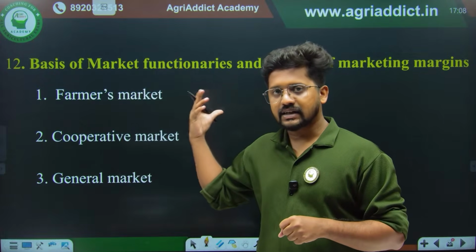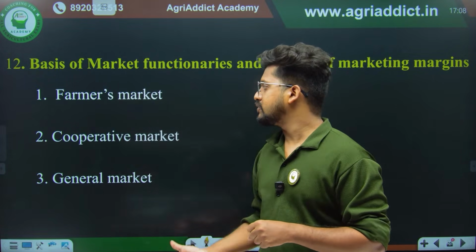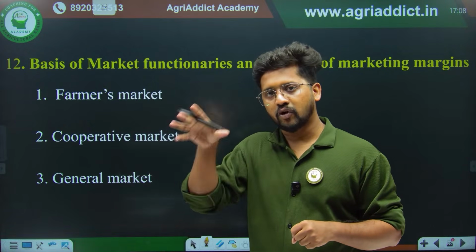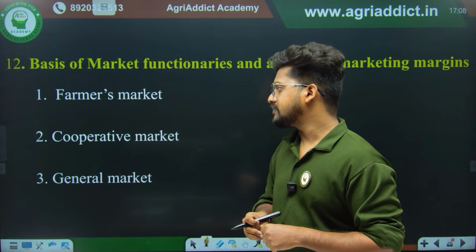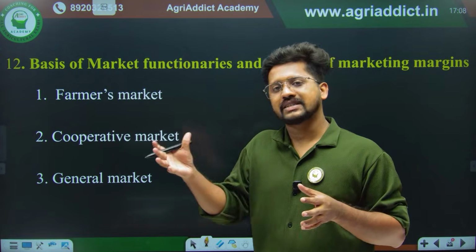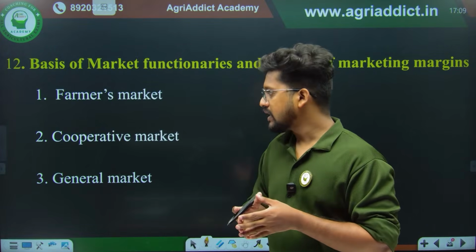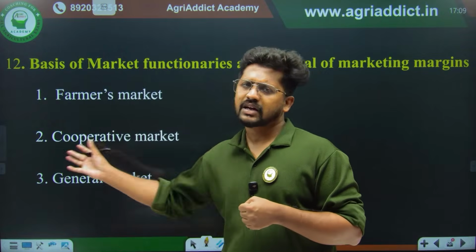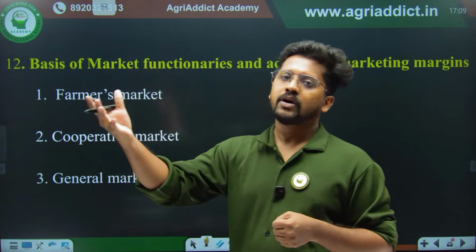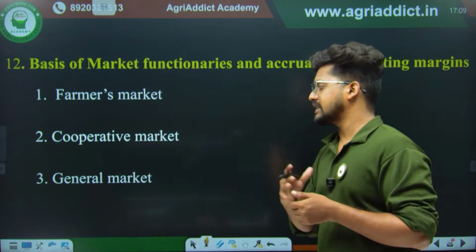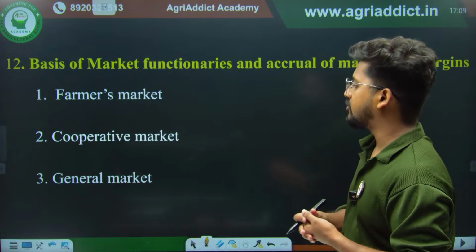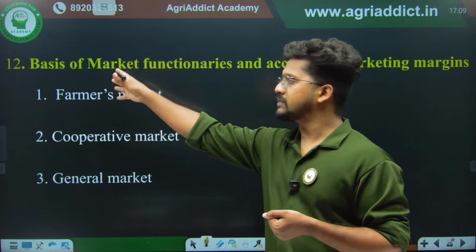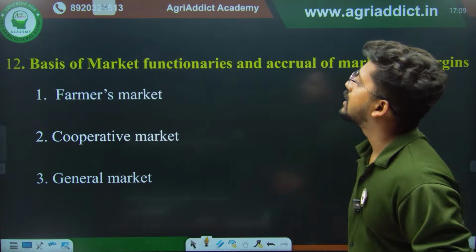We'll see some examples of farmers markets in the future slides. Then there is cooperative marketing, where the principle of cooperation is followed. Such a market is called a cooperative market. Then there are general markets. We already saw that different types of population or different types of products are accommodated in a single market. Such a market is considered a general market. This classification is not that important; I just included it based on some advanced book.